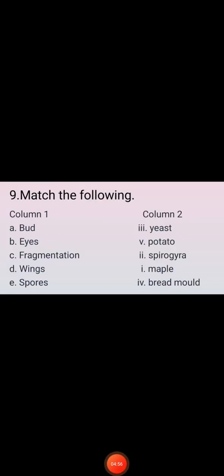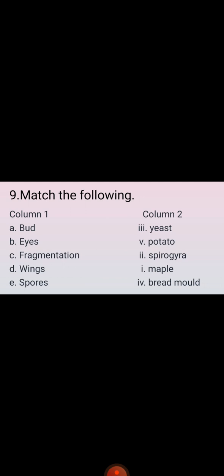And our next question is: match the following. So don't get confused. I have given the column 1's answer just in front of column 2. So our first question is: bud, which is yeast; ice, potato; fragmentation, spirogyra; wings, maple; spores, bread molds.